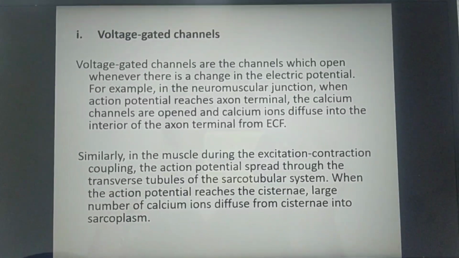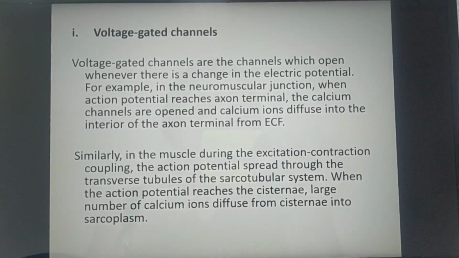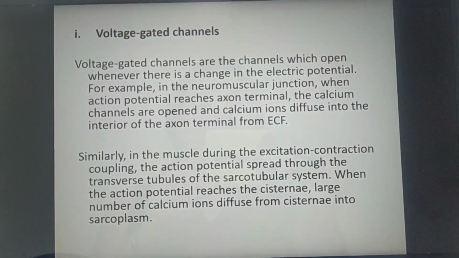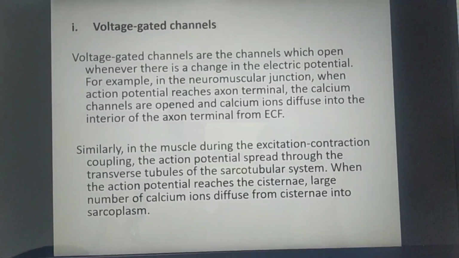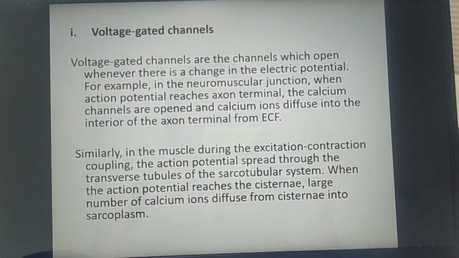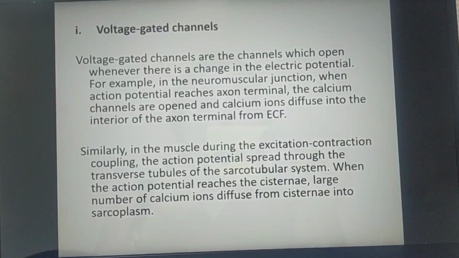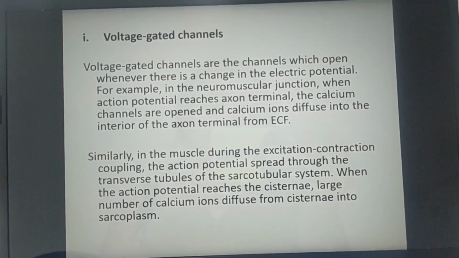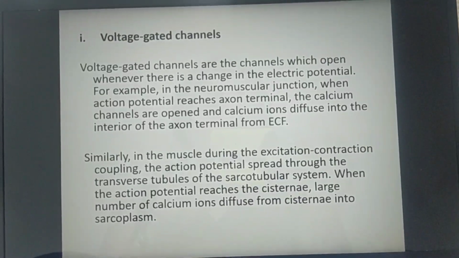Voltage gated channels. Voltage gated channels are the channels which open whenever there is a change in the electrical potential. For example, in the neuromuscular junction, when the action potential reaches the axon terminal, the calcium channels open and calcium ions diffuse into the interior of the axon terminal from the ECF.